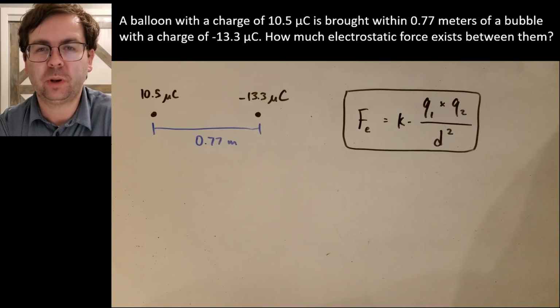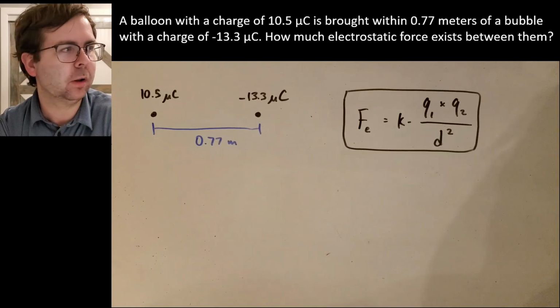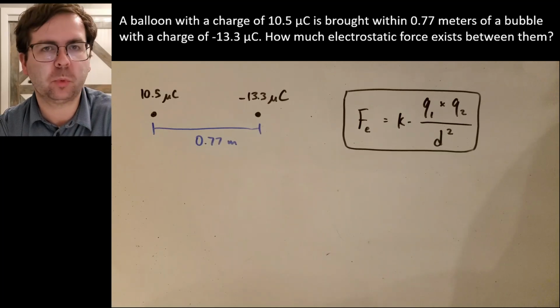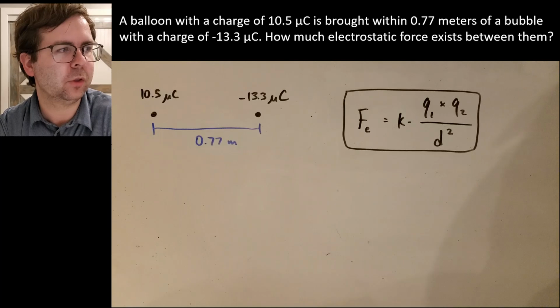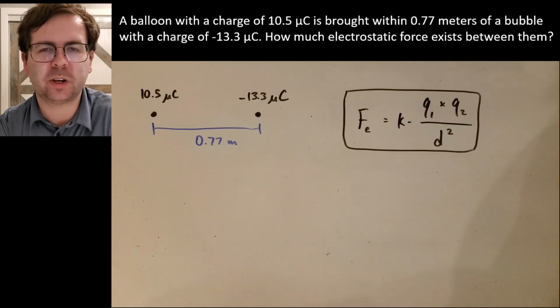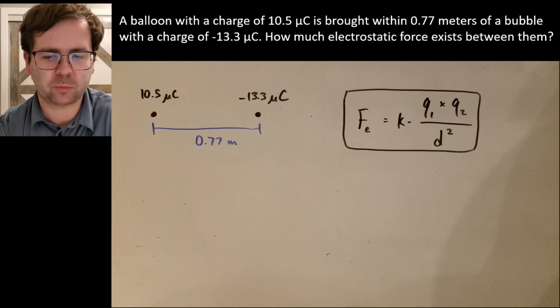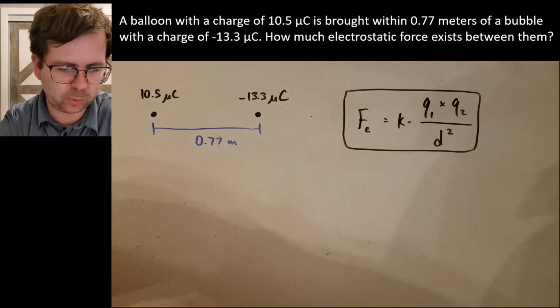Hi, in this video I want to show you how to calculate the electrostatic force using Coulomb's law. So we have an example problem here. It says a balloon with a charge of 10.5 microcoulombs is brought within 0.77 meters of a bubble with a charge of negative 13.3 microcoulombs. So how much electrostatic force is between them?